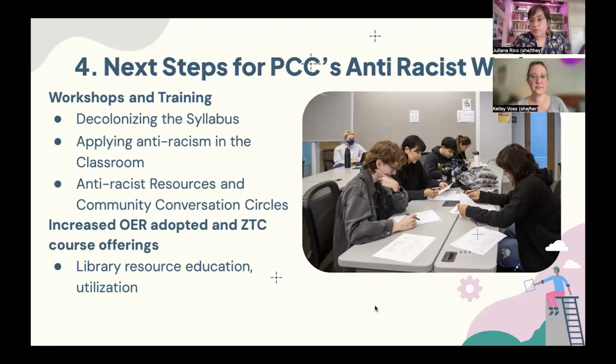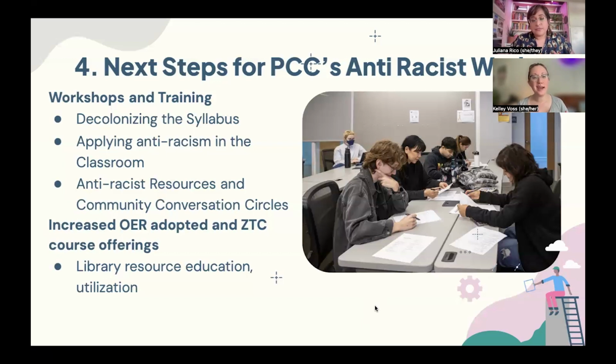We would like all of these resources to be held in one space, so that way people can utilize them and refer back to them, but also have community conversation circles to unpack what we're learning and really be able to invest more deeply within it.